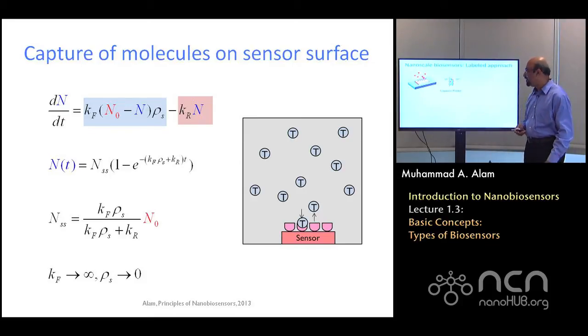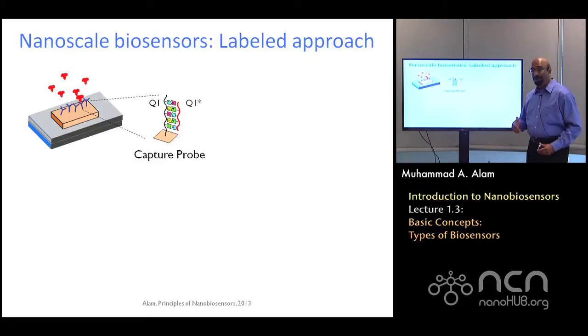So now the biomolecules have arrived on the sensor surface. How are you going to signal that the conjugation has happened? One way that is often done is called the labeled approach. I want to explain this first so that I can distinguish it from the approaches of electronic nanobiosensing that we'll be using.